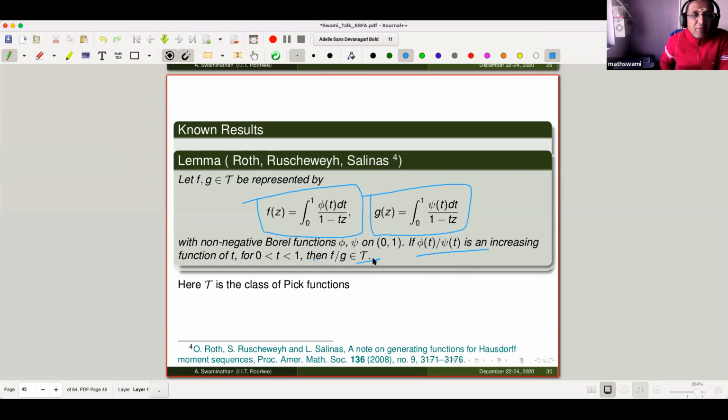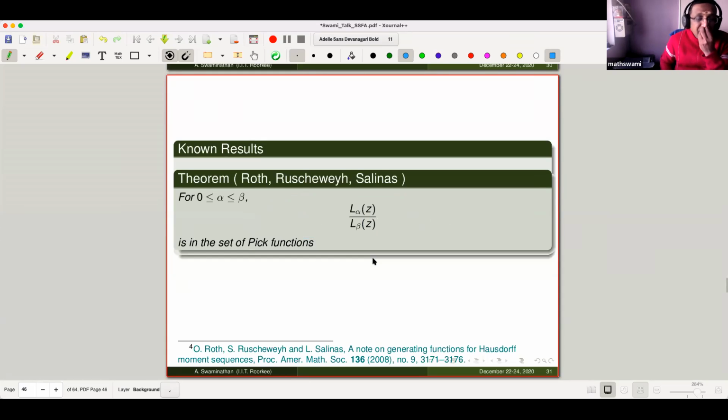Taking a lead on this, they proved another result: for all alpha between 0 and beta, the ratio L of alpha over L of beta, where this is a polylogarithm, is in the set of Pick functions. This is the proof that these people found using the Hausdorff moment sequence.